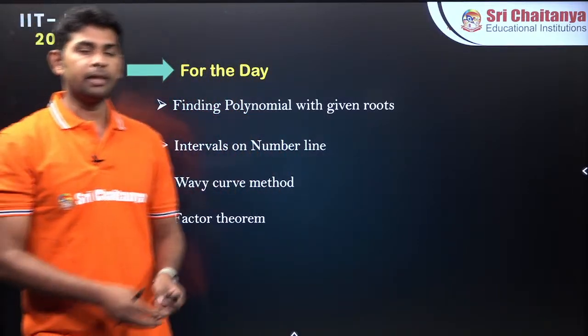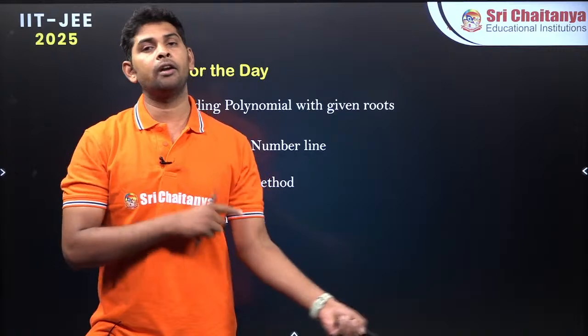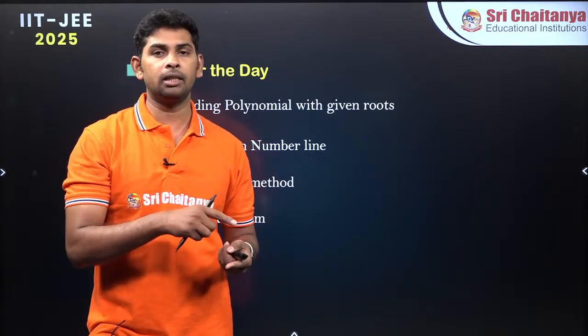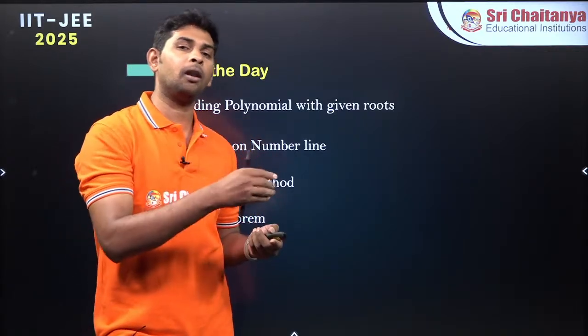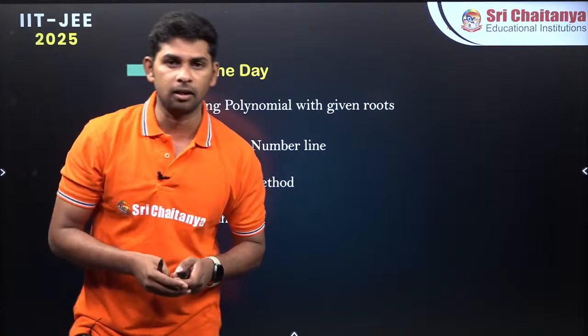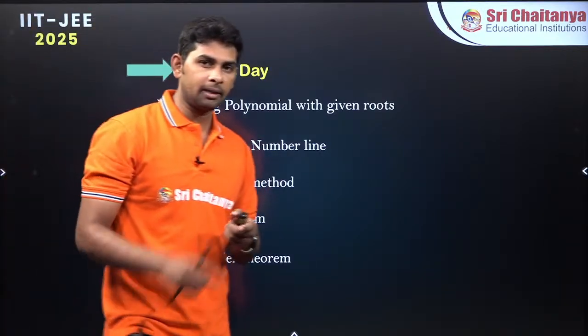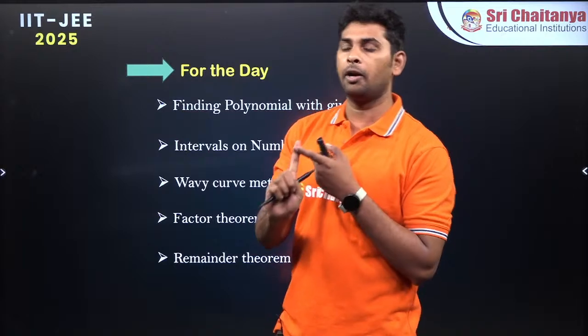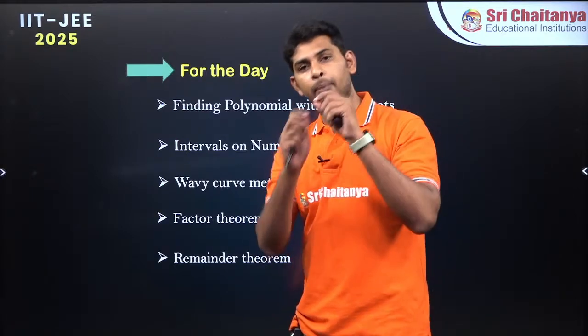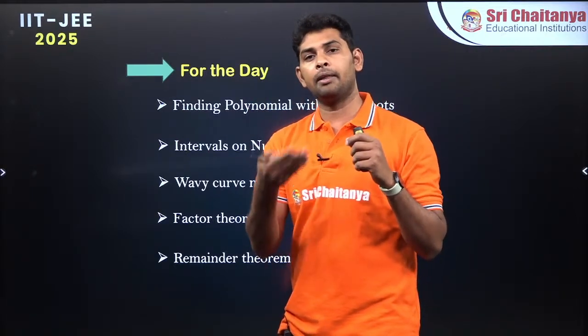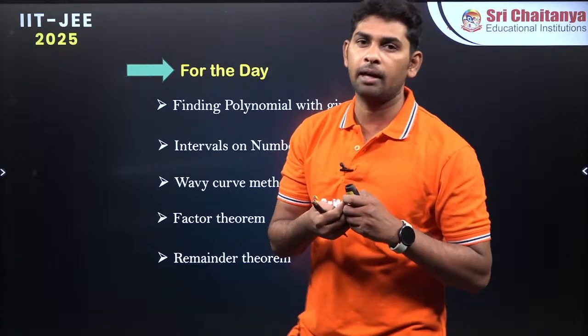Factor theorem: when there is a polynomial, how we are going to find the factors of that polynomial. So how we are going to write that polynomial using factors, all these things we are going to check. And then we have the remainder theorem. Remainder theorem means what kind of remainders we are going to get when we divide a polynomial by another polynomial of lesser degree.